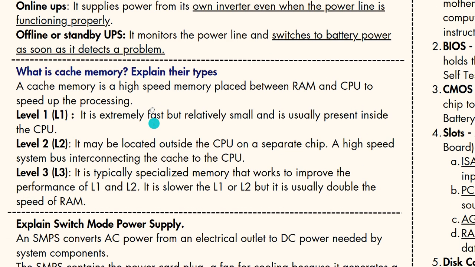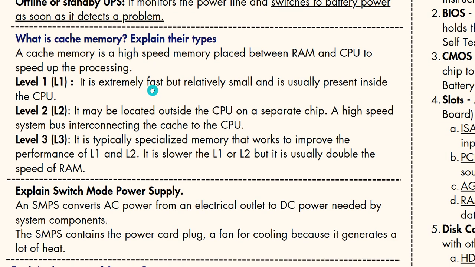Now, what is cache memory? Explain its types. So this word CACHE has many different pronunciations, so whichever is comfortable, we can use. Now, a cache memory is a high-speed memory placed between RAM and CPU to speed up the processing. Now, there are three types: L1, L2, L3.